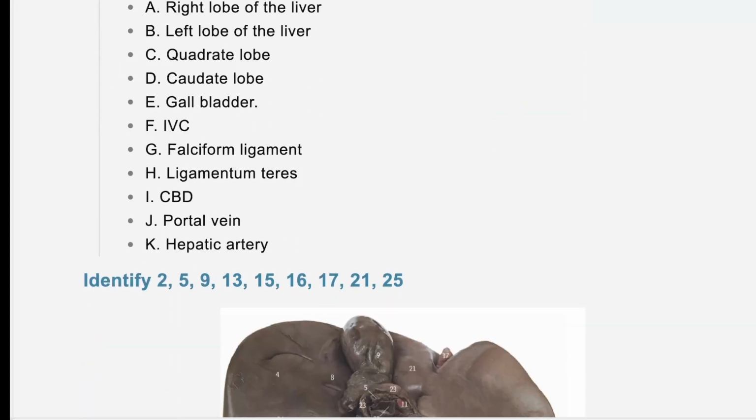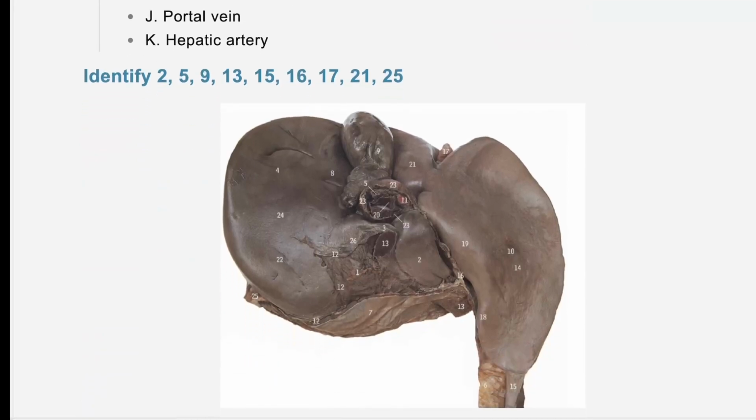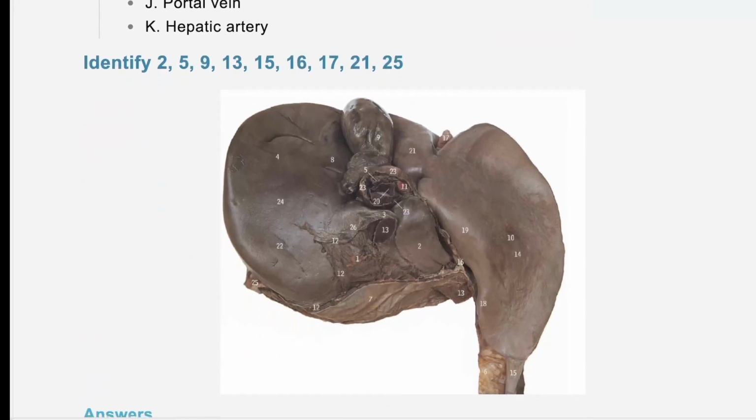So we need to identify a few structures here as well. So as we can see, maybe we can do it just randomly. We have 9 as the gallbladder, and 21, this is the caudate lobe, sorry, the quadrate lobe, 21, and 2 is the caudate lobe. 17 is the falciform ligament, and as a continuation, that would be the fissure for ligamentum teres.